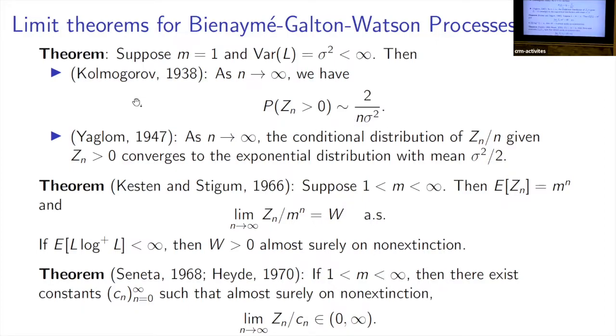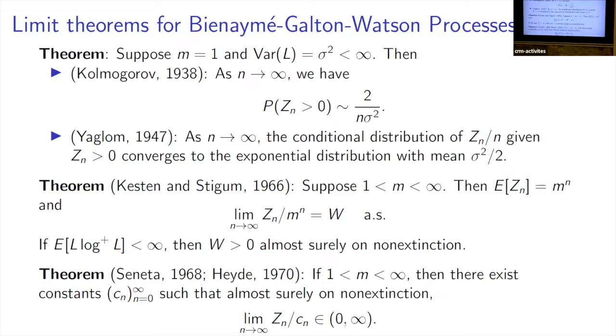And later, Yaglom showed that conditional on the event that the process survives for n generations, the number of individuals in generation n is of order n, and the conditional distribution of Zn over n, given that the process survives n generations, converges to the exponential distribution with a mean of sigma squared over 2.